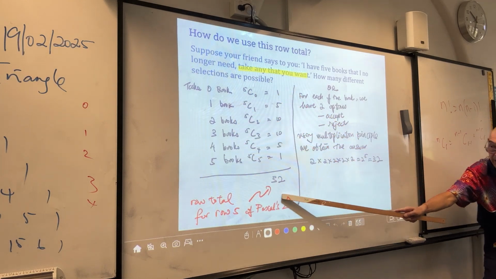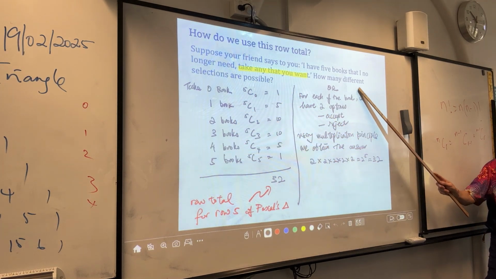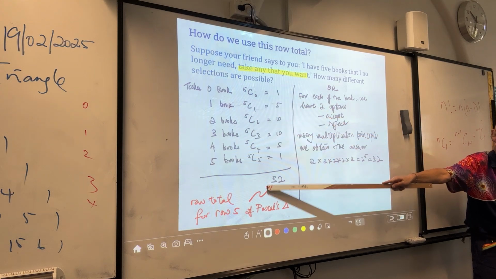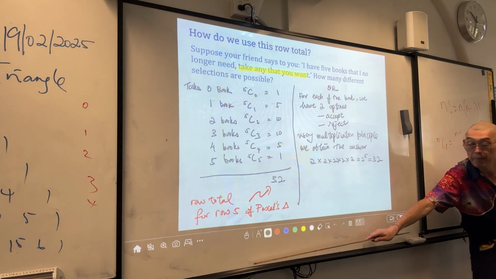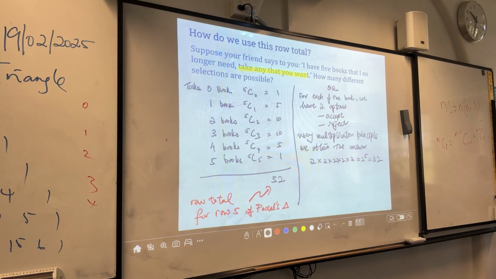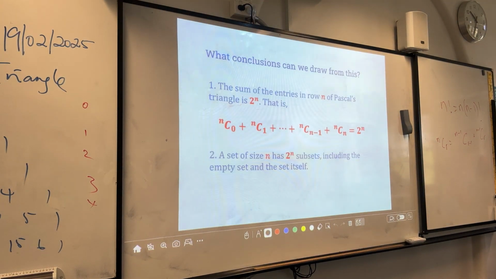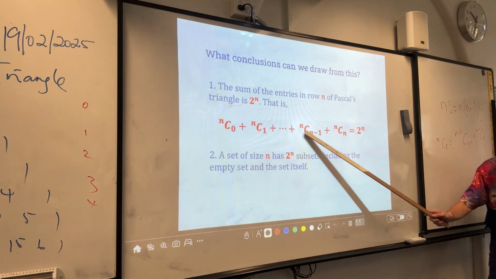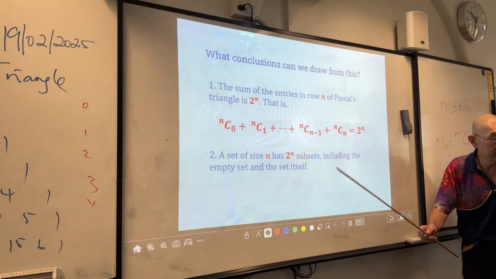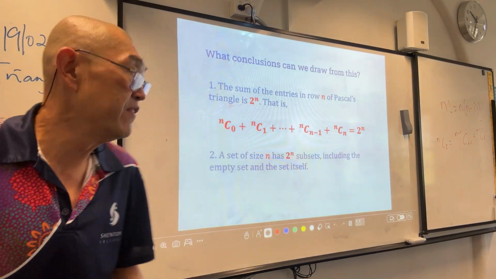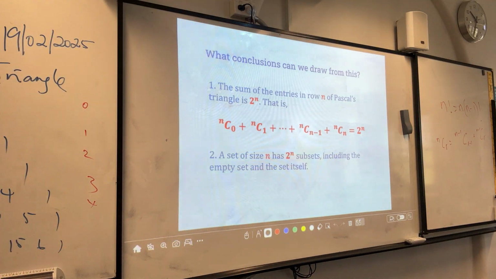if you want to think about it that way. This is another solution for your information, but this is what I want to show you using Pascal's triangle. Just to summarize, the sum of the entries in row n of Pascal's triangle is 2 to the power of n. Now, the second thing I talked to you about is the set. You've got a universal set with size n. It has 2 to the power of n subsets, including the empty set and the set itself.